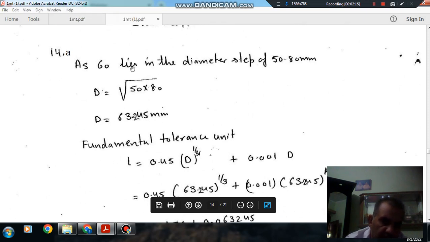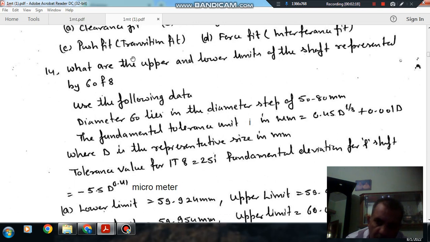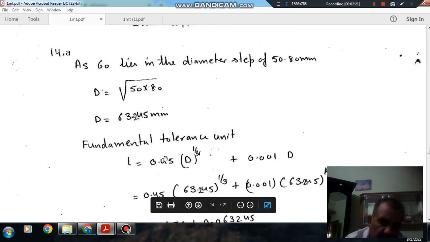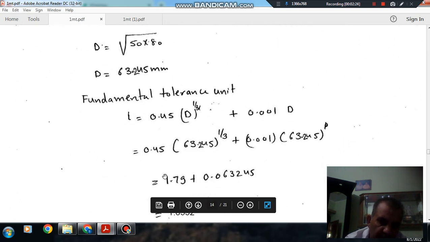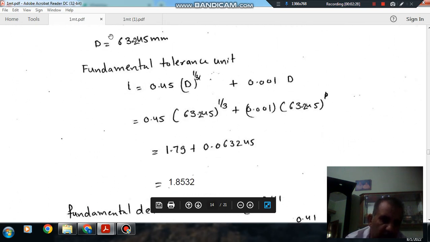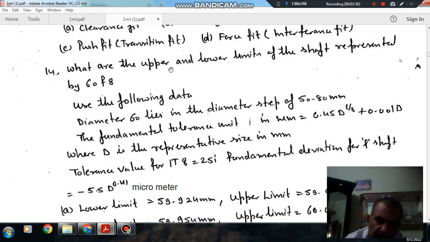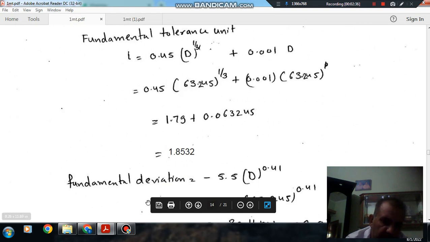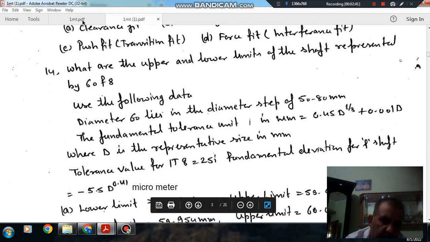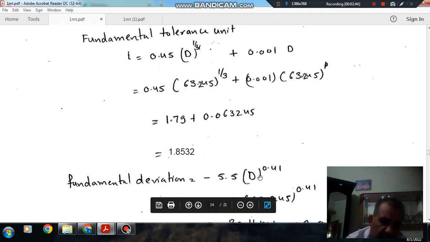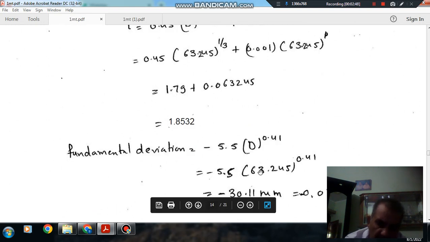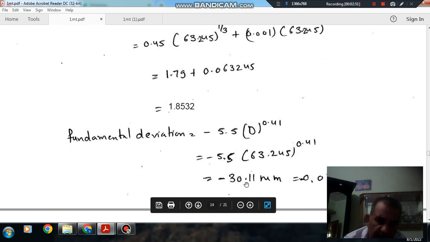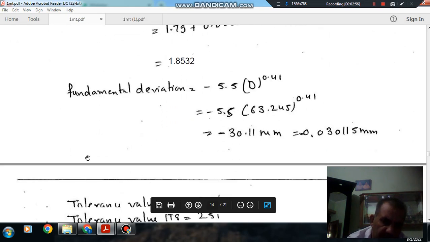Now the formula for i is given as this. If we put the value of D in this, we will get i, and it will be in micrometer because it is given in micrometer. It would come out as 1.8532 micrometer. The fundamental deviation is given as minus 5.5 d raised to the power 0.41. This is also in micrometer, but d is in mm. So it will be minus 30.11 micrometer or minus 0.03011 mm. So that is the fundamental deviation.